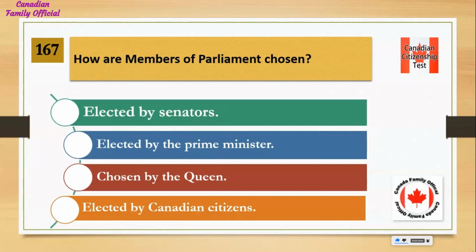How are members of Parliament chosen? Number 1 Elected by senators. Number 2 Elected by the Prime Minister. Number 3 Chosen by the Queen.